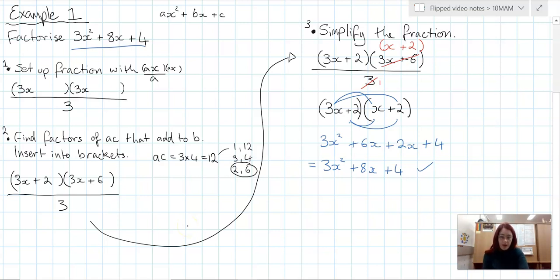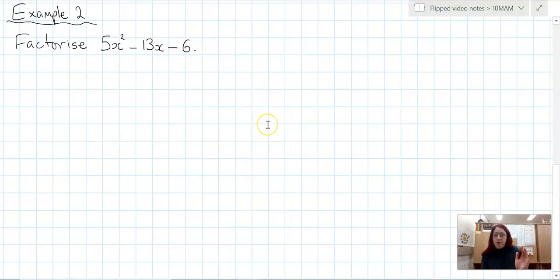Let's give it a go with another one, and we'll do it all in one go rather than each step separately. So we've got 5x squared minus 13x minus 6.